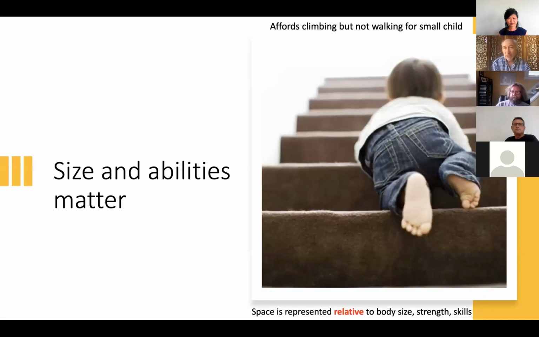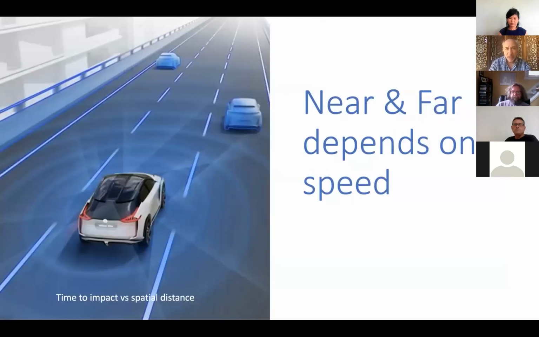Well, clearly, the theory of affordance tells us that size matters. For this child, who is incapable of walking up the stairs, although he's crawling up, I guess, the stairs don't afford walking. They afford this kind of climbing, but they don't afford walking. So space is represented relative to body size, strengths and skill. Size and abilities do matter to how the brain represents the space around it.